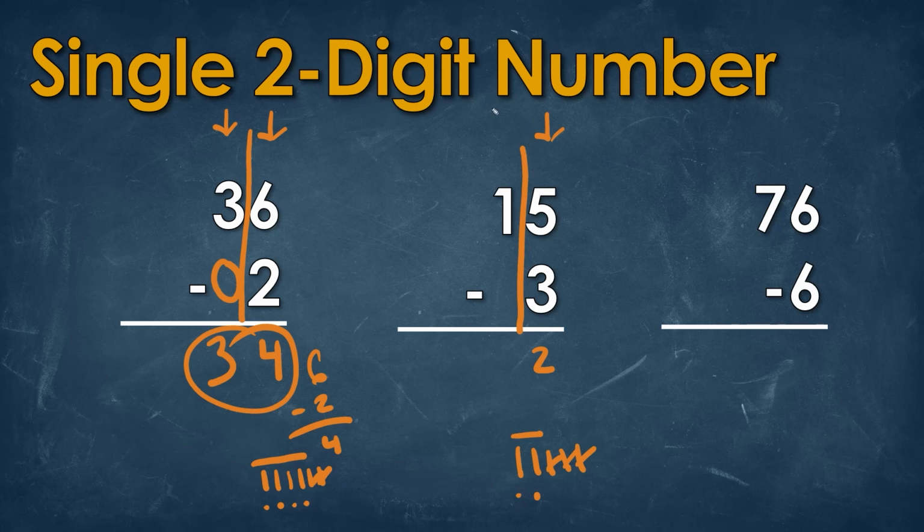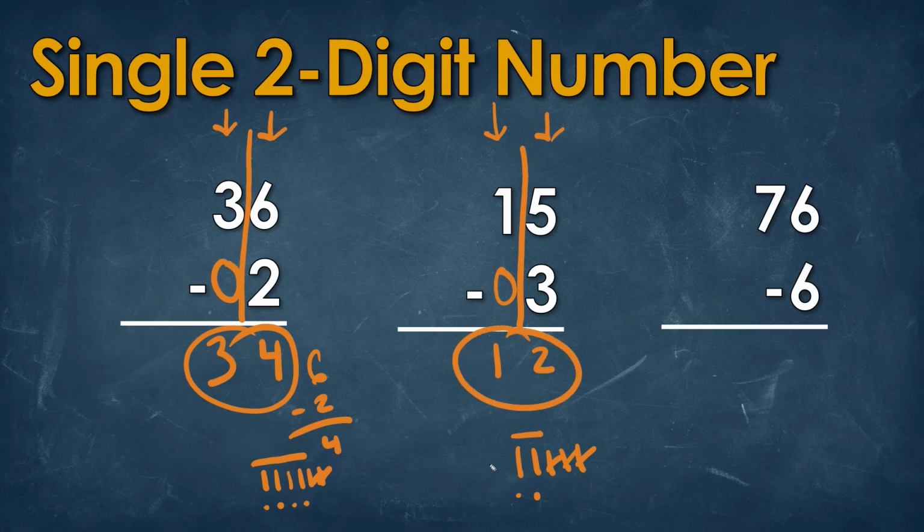Now, again, we're going to take a look at the left column, right? We already looked at the right digits. We look at the left digits. 1 minus nothing, or 1 minus 0, is effectively 1. So 15 minus 3 is 12.